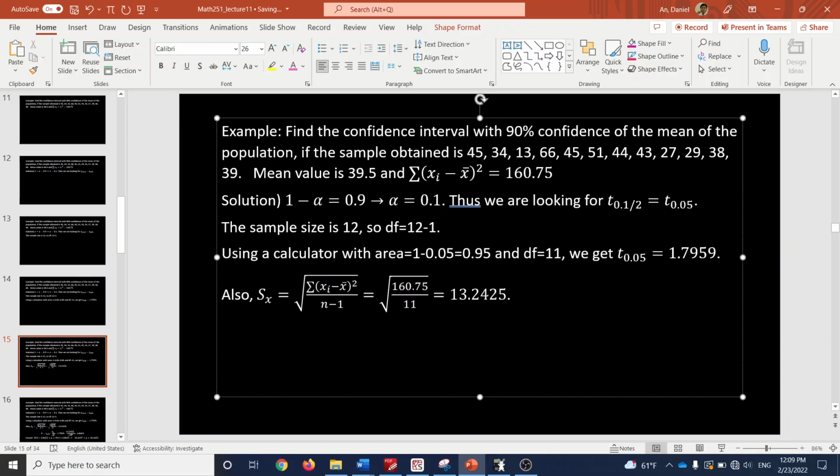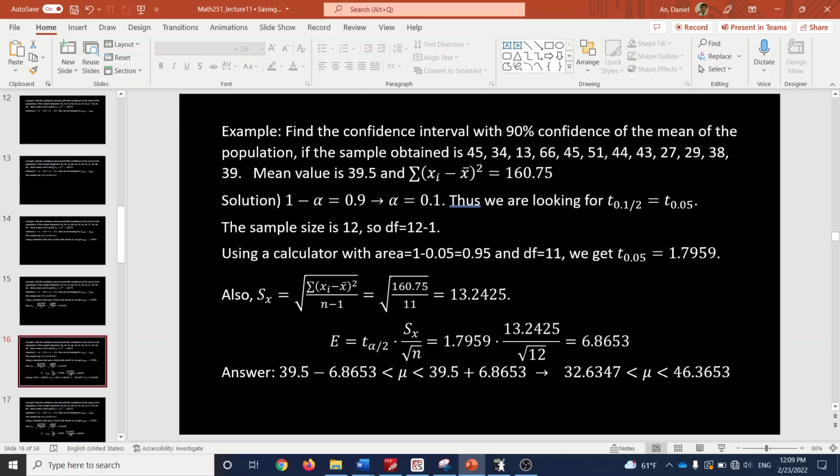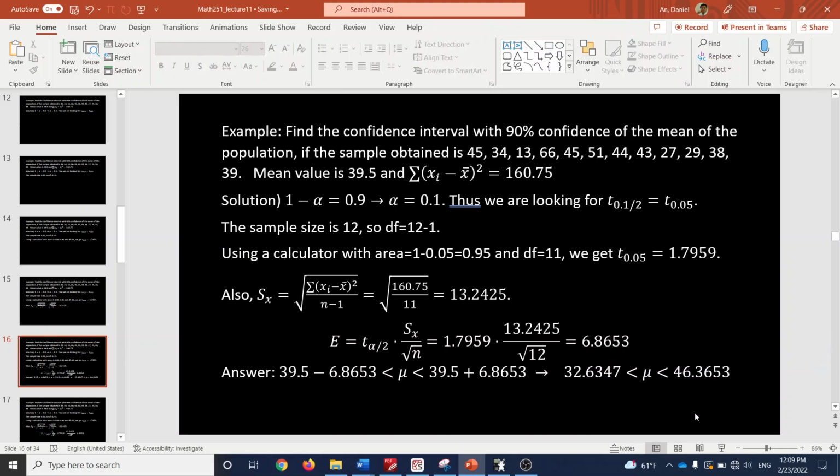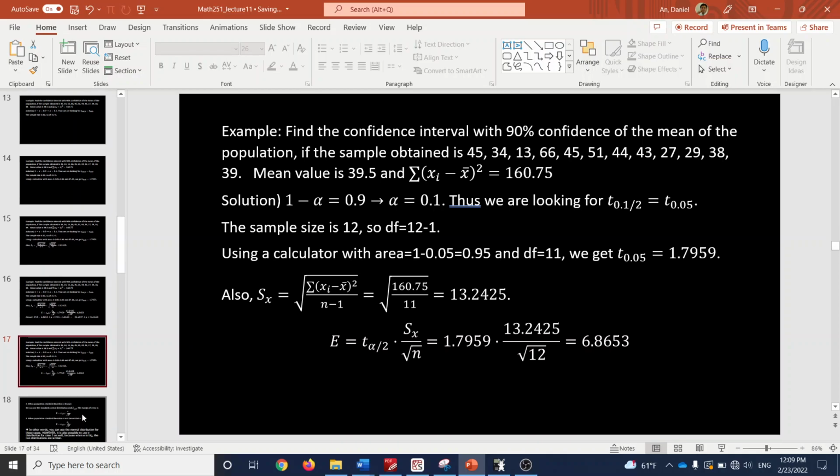Okay, so we have the sample standard deviation. We get the critical value for t. Now we can calculate the margin of error, right? And I did everything here. And if you do the calculation, this is the final answer. So it's pretty straightforward, right? Okay. Any questions? All right. Since it's on the handout, I'll just move on.